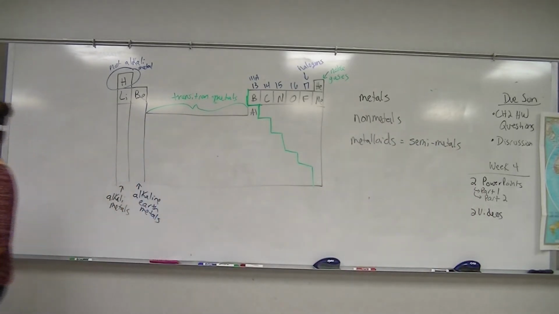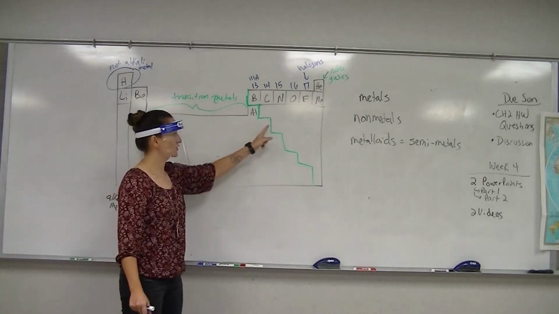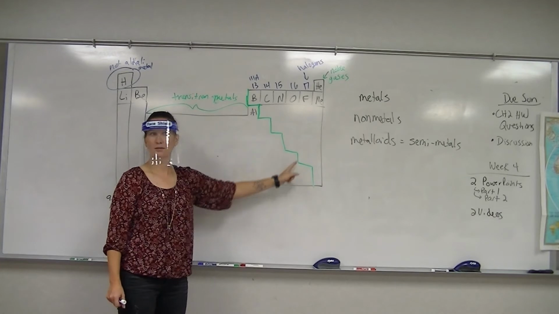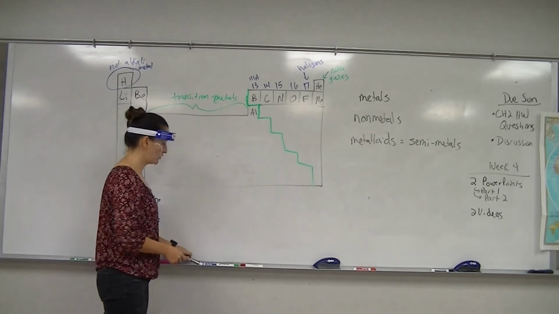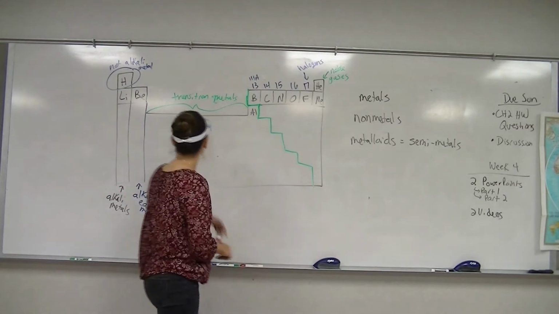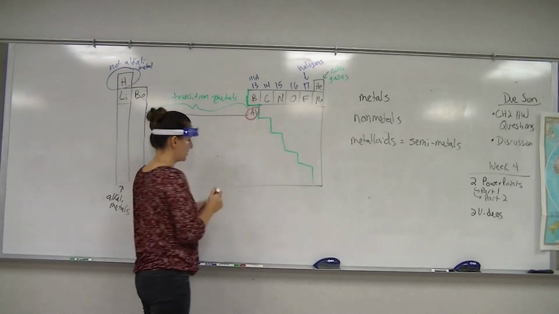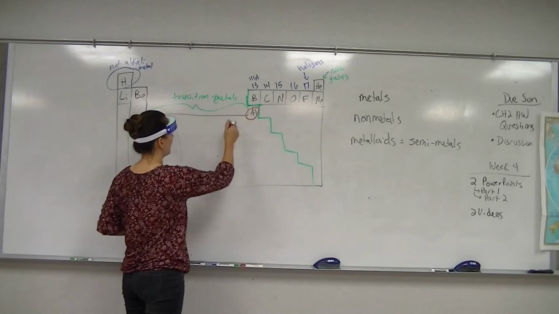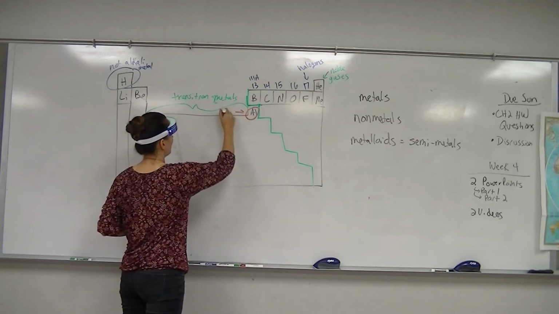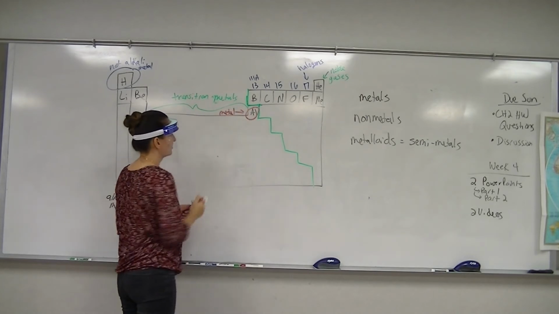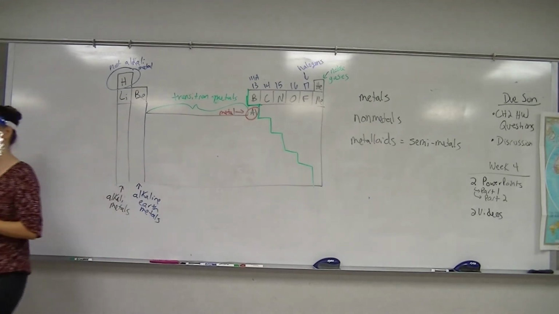So, where are the metalloids? All the elements touching the zigzag line are the metalloids. With the exception, you'll notice there's an exception for everything, just like hydrogen's over here, but it's a non-metal. Aluminum is the one element touching that zigzag line that is not a metalloid, it's actually a metal. But all the other elements touching it are metalloids.